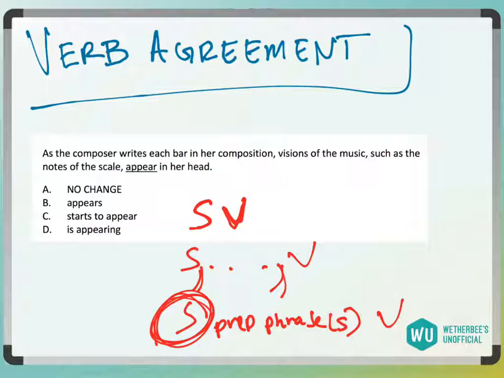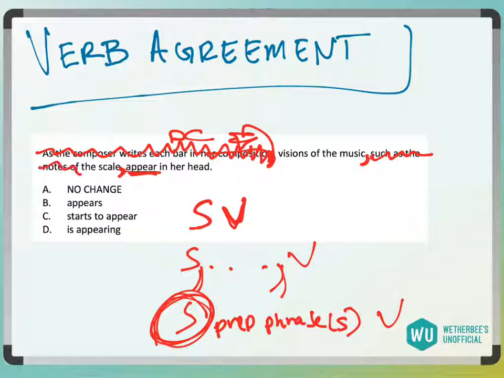So we have, as the composer writes each bar in her composition, and I have a comma here, so this is just a dependent clause at the beginning. I'm going to get rid of it because the verb is never going to agree with something in a dependent clause. It's going to agree with something in the independent clause. Now I have appear here, and now I have these sets of commas, so I can get rid of this too. Now I have visions of the music, and so I have a prepositional phrase here, and so visions is going to be my subject.